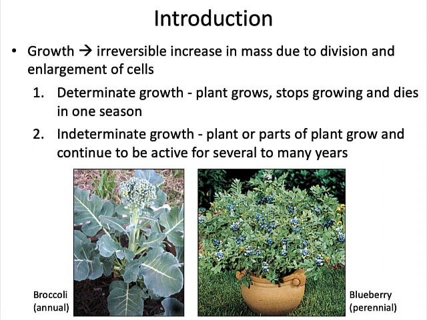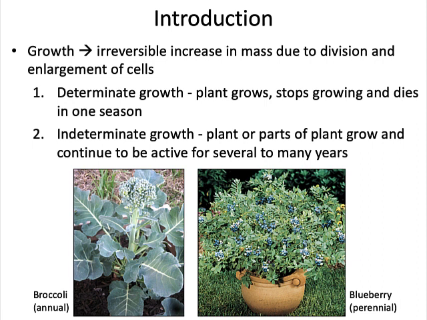First, some definitions. Growth is defined as irreversible increase in mass due to division and enlargement of cells. And we can break down growth into two types. Determinate growth, in which the plant grows, stops growing, and dies in one growing season, and indeterminate growth, in which the plant or parts of the plant grow and continue to be active for several to many years.